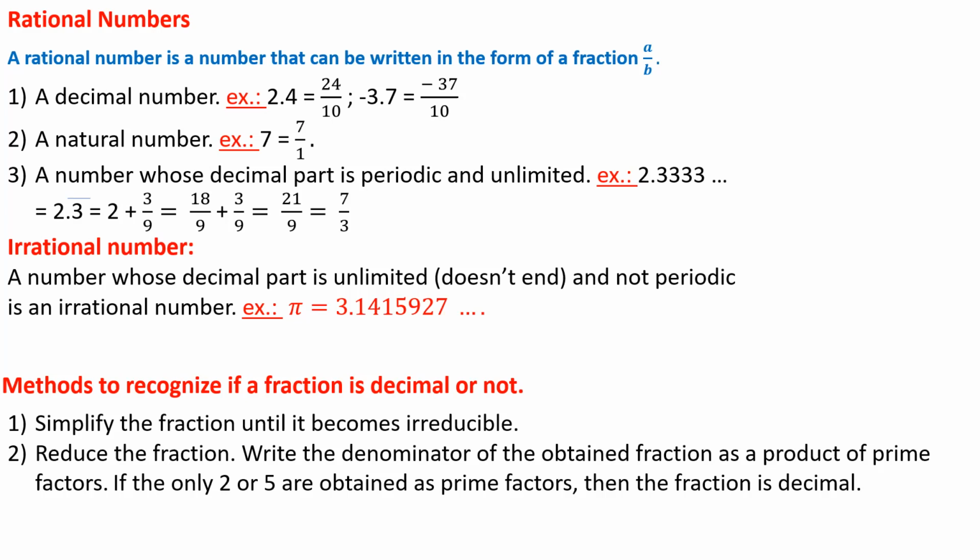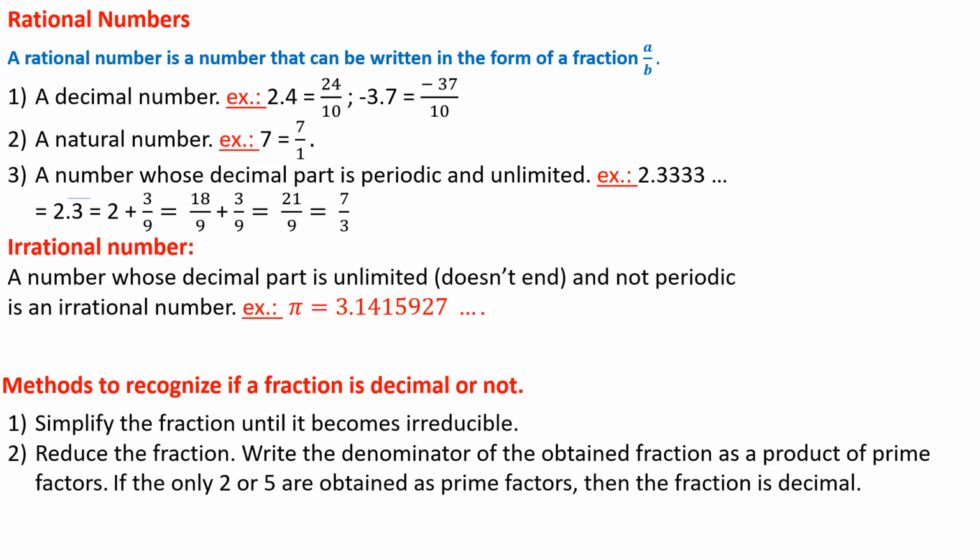A natural number, or a whole number, is also a rational number. Why? Take 7. Any whole number can be written over 1, so 7 is written as 7 over 1. It's written as a fraction, so it's also a rational number.